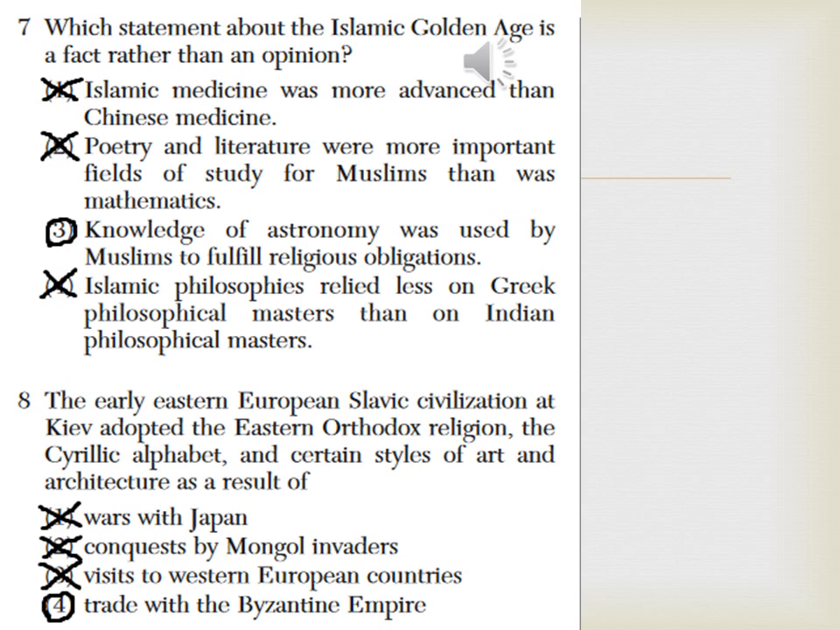So when you see Byzantine in the options, I would argue right away to think about Russia. Think about early Slavic civilizations. Think about Kiev, Cyrillic alphabet, Eastern Orthodox religion. Right away, Byzantines.